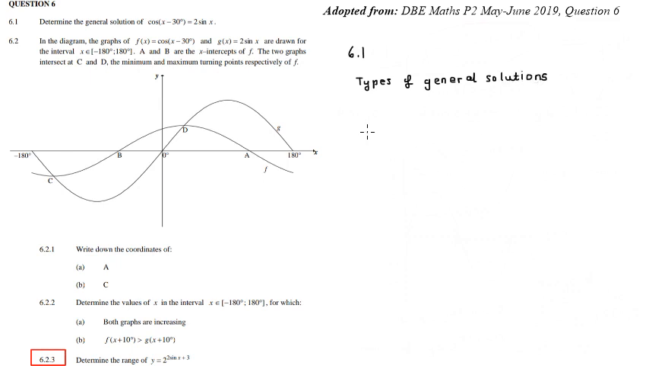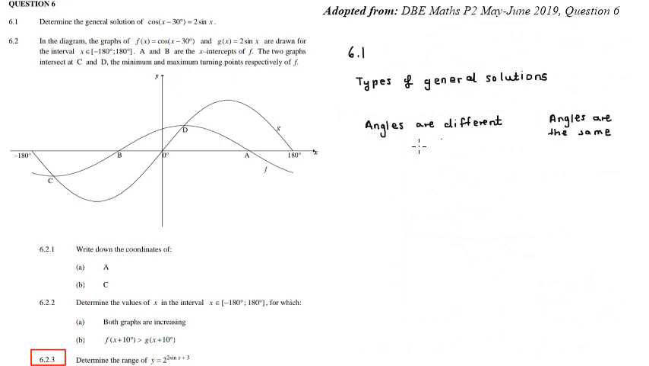We basically have two types. We have the types where your angles are different, and we also have the type where your angles are the same or equal.